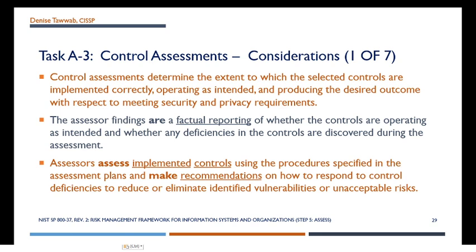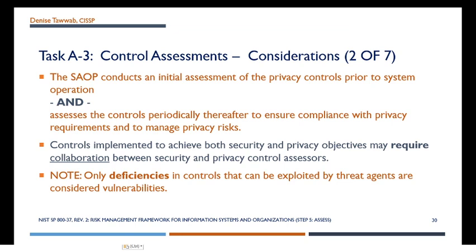Assessors assess implemented controls using the procedures specified in the assessment plans, and they make recommendations on how to respond to control deficiencies to reduce or to eliminate identified vulnerabilities or unacceptable risk. The senior agency official for privacy conducts an initial assessment of the privacy controls prior to system operation and assesses those controls periodically thereafter to ensure compliance with privacy requirements and to manage privacy risk. Controls implemented to achieve both security and privacy objectives may require that the security and privacy control assessors collaborate.